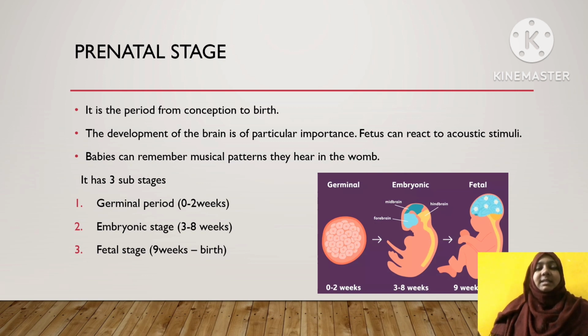The prenatal stage has 3 substages. One is the germinal stage, or germinal period, from 0 to 2 weeks, then the embryonic stage from 3 to 8 weeks, and the fetal stage from 9 weeks till birth.